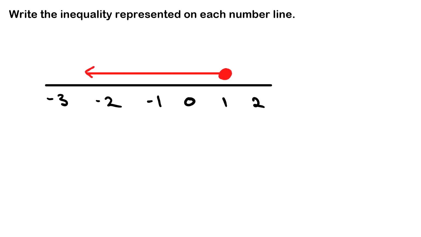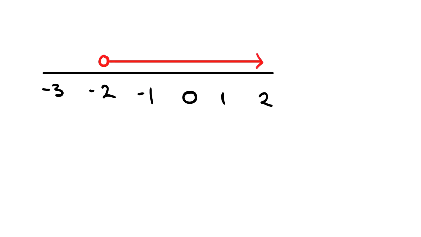Now, write the inequality represented on each number line. I know we're going to have an x. The next thing we need to check is what number our circle is on. It's on 1, so I can write that there. Which way is the arrow pointing? It's pointing to the left, so I can draw it pointing that way. And I also know that it's a solid dot, so I need my line there. Okay, let's look at our next one.